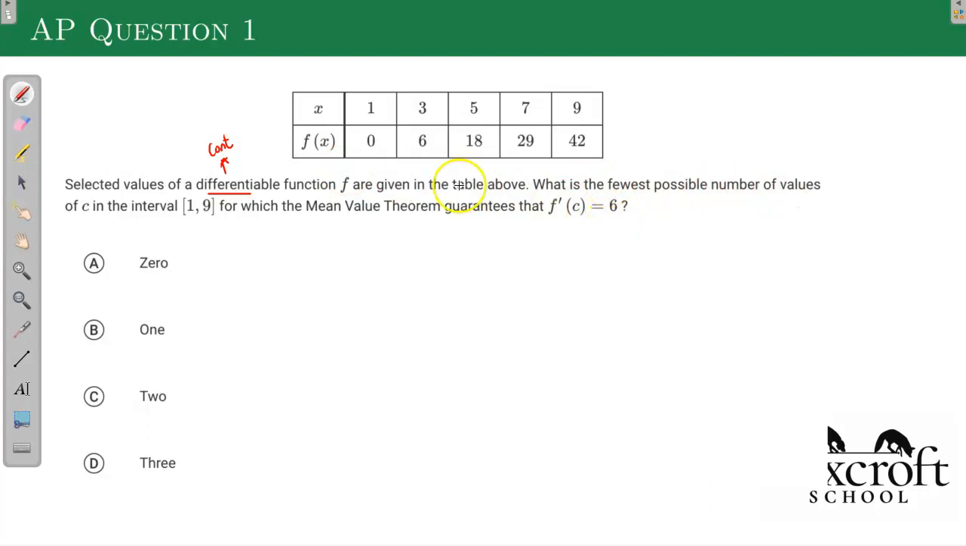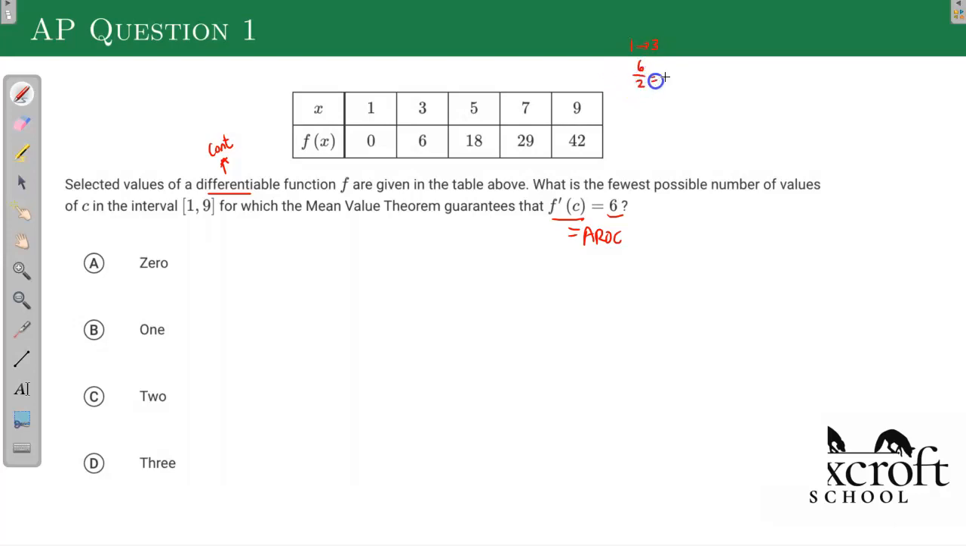It's the fewest possible number of values such that the mean value theorem guarantees the derivative is equal to 6. Remember, the mean value theorem says that this is equal to an average rate of change. This is asking how many times is the average rate of change going to be 6, because that forces the mean value theorem to give you an instantaneous rate of change. So let's look at our average rates of change. We basically have to look at a bunch of pairs. From 1 to 3, we take the difference in our y values.